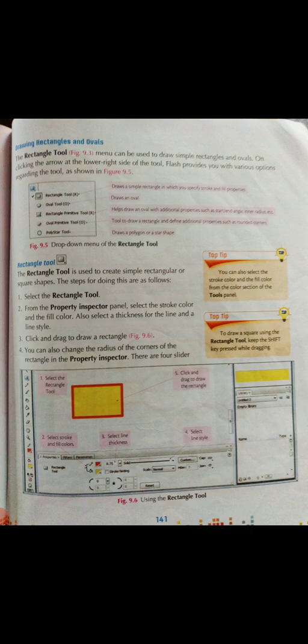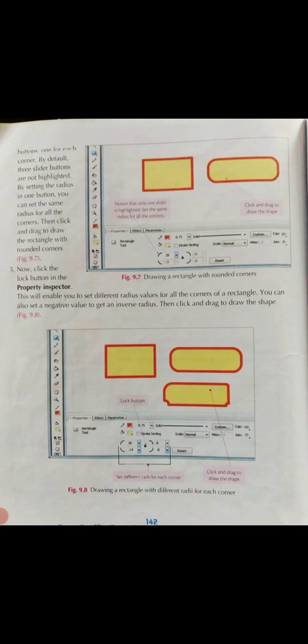Then you see here in step 4, you can also change the radius of the corners of the rectangle in the property inspector. Then again we can also change the corners. You have seen the 4 sides of the rectangle. In there we can also change the 4 corners of your rectangle with the help of your property inspector. There are 4 slider buttons, one for each corner.